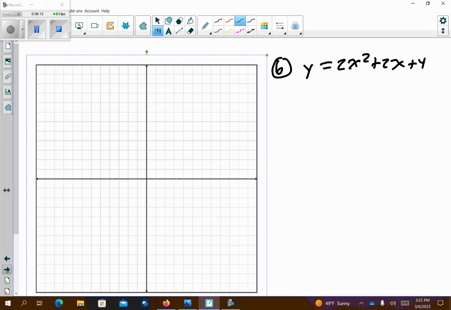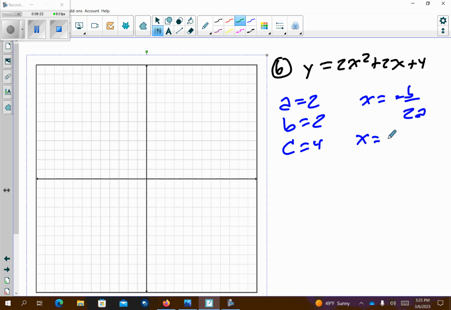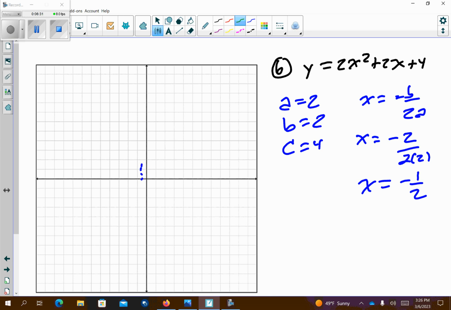Problem number 6. This is another one. A equals 2, b equals 2, c equals 4, x equals -b over 2a. So x equals -2 over 2 times 2. Oh, and this one's going to be a little goofy as well because that's going to give me -1/2, which, think about it, that's going to be right in the middle. And we can skip this one too because we have a vertex that's happening in between the two. I'm not a big fan of that.